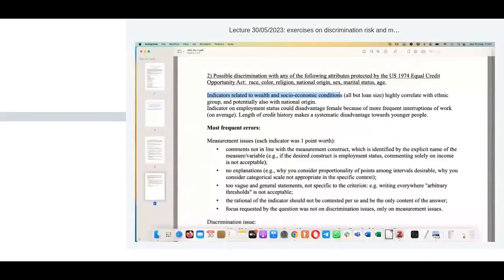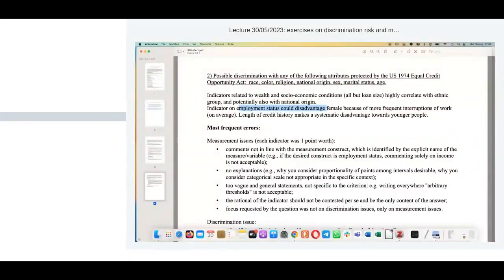Employment status might also be accepted. Employment status could also be a proxy, a variable in which females perform worse because of, on average, more frequent interruptions of work. This was also acceptable in this context as an answer.